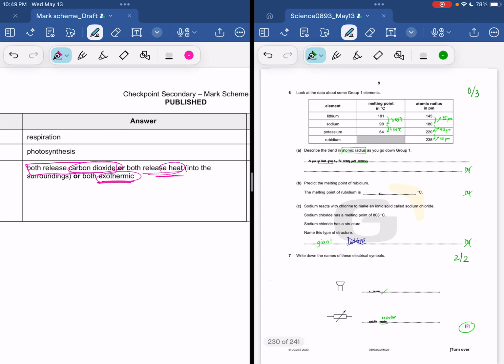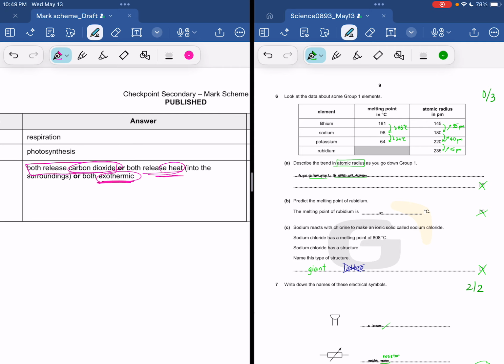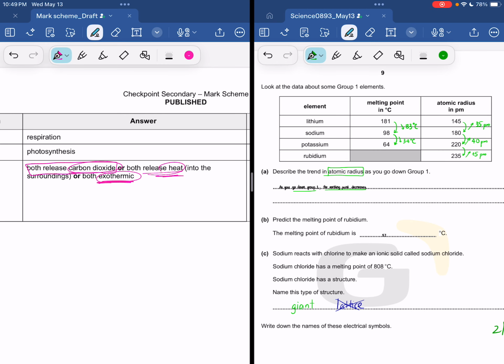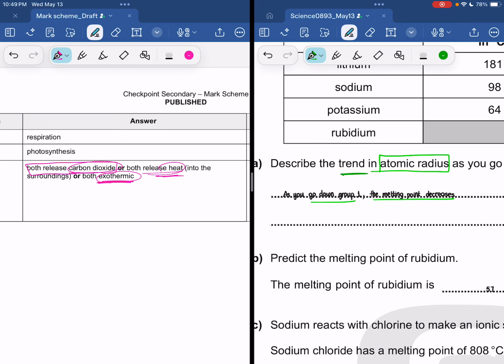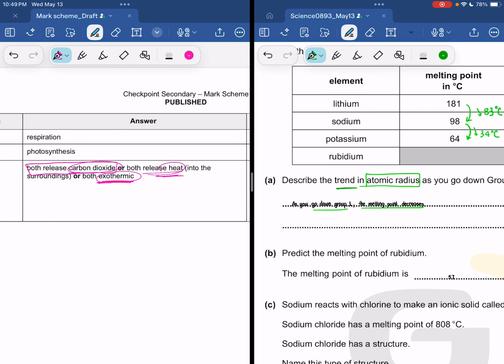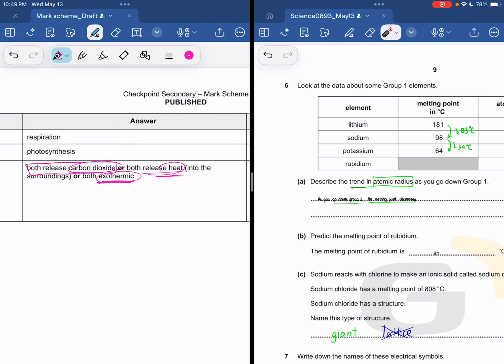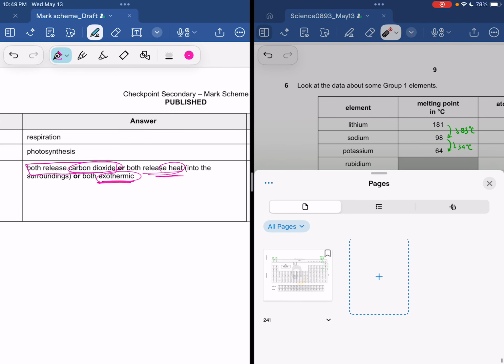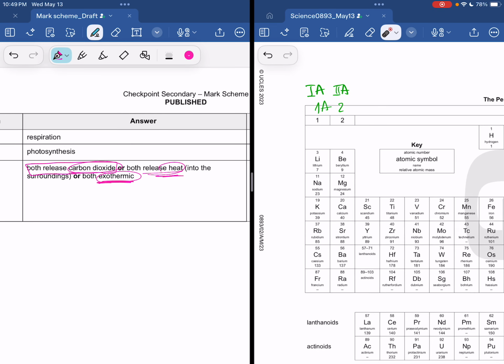Let's move on to question number 6. The thing is that I think you know the trend, the pattern in the table already. Like you mentioned, as we go down group 1, going down means from lithium to sodium to potassium and to rubidium. How do we know? Again, there's a periodic table at the end, okay? Lithium, sodium, potassium, rubidium. So we're going down in this order, right?